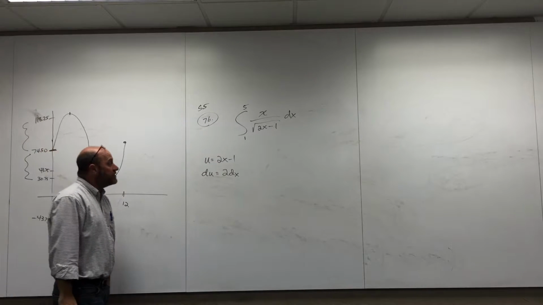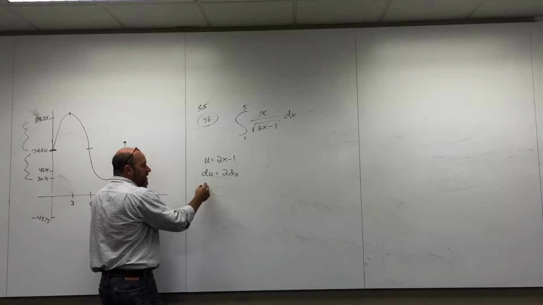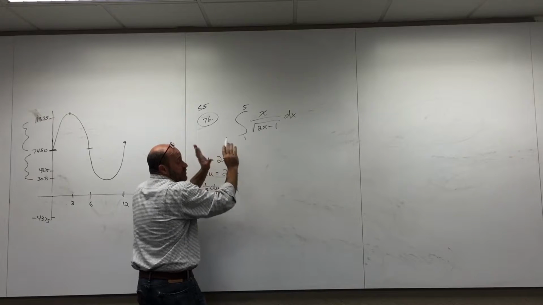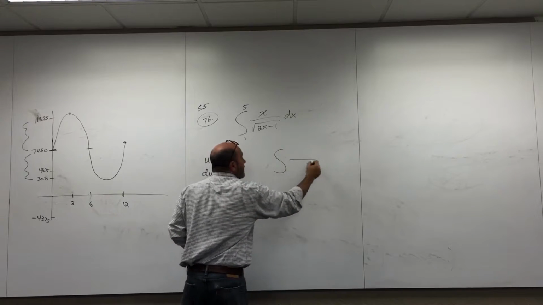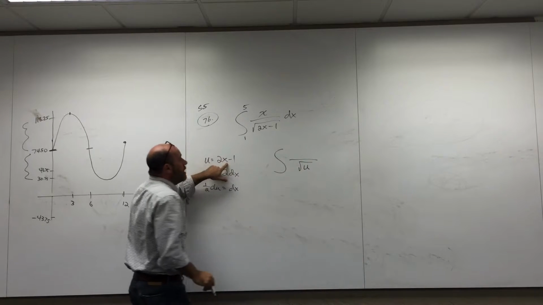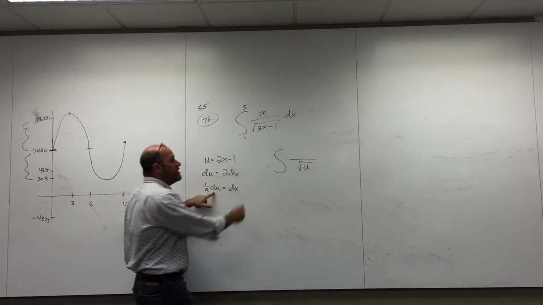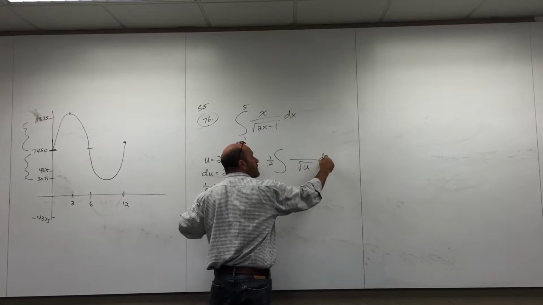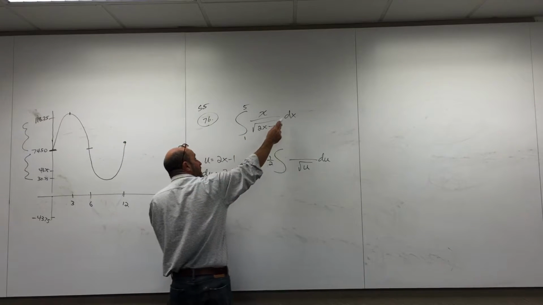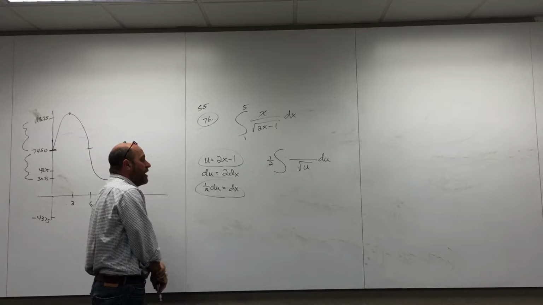All right, cool. I'm going to start replacing. One thing I like to do is move the 2 over here, so 1/2 du is dx. Now that denominator is going to be the square root of u. And that dx on the end is going to be a 1/2 du. I'll put the 1/2 out here and put the du here. So I just replaced the denominator and the dx.